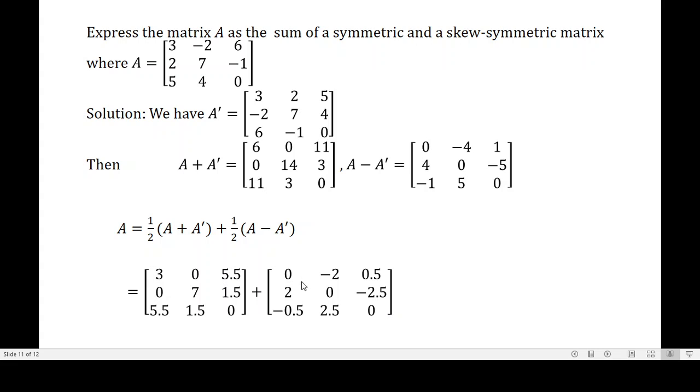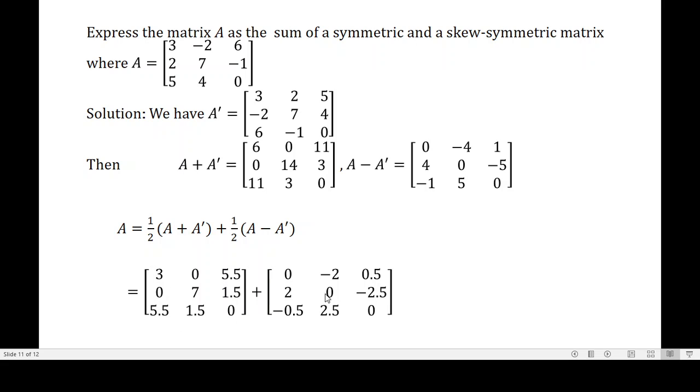Now what do you observe? See, these are the diagonal elements. Aij is equal to Aji, isn't it? A12 is equal to A21. A13 is equal to A31. A23 is equal to A32. So the first matrix is a symmetric matrix.